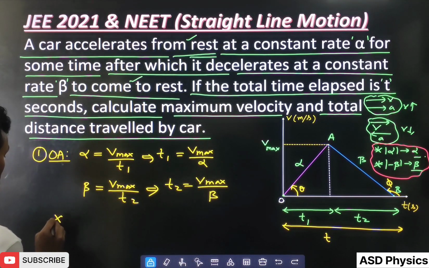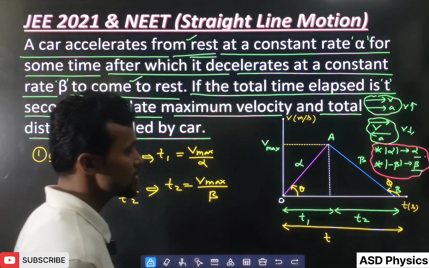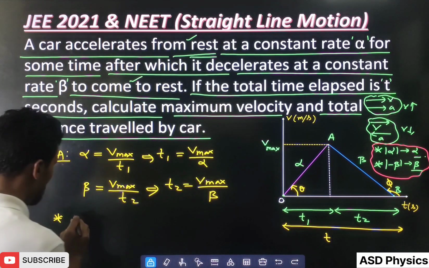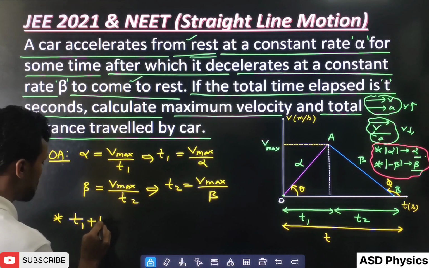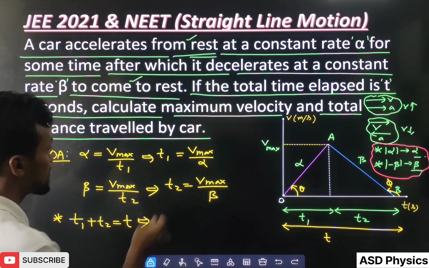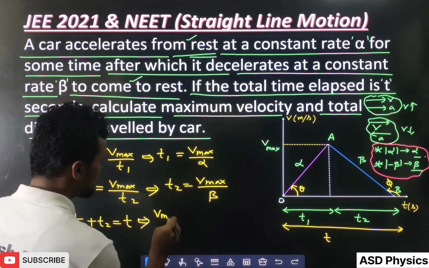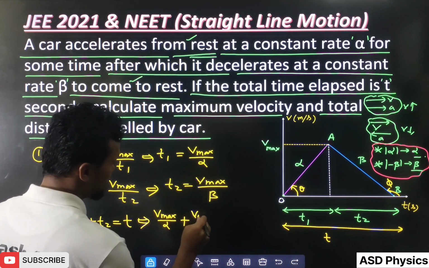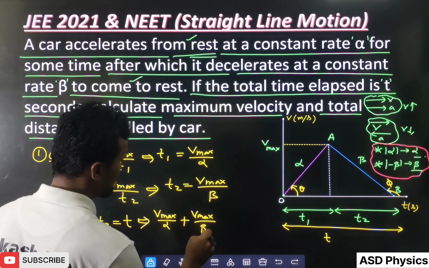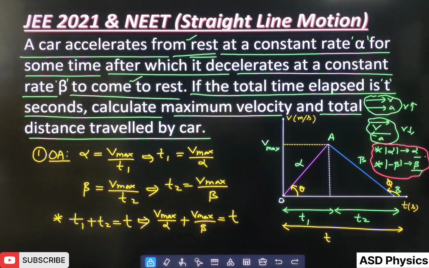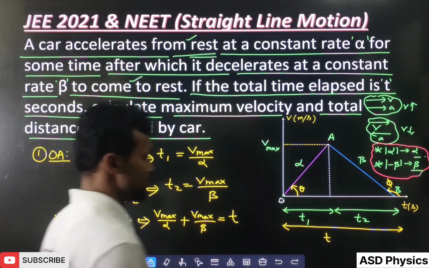Now what I will do here, again you know that the total time T1 and T2 is T. So we can write this T1 plus T2 is equal to T. Now T1 I can write V max by alpha, and T2 I can write V max by beta, is equal to T. Can you see very well? We are calculating the maximum velocity.